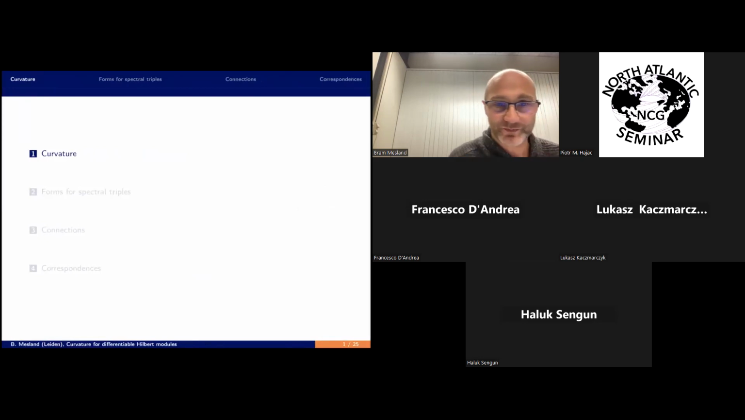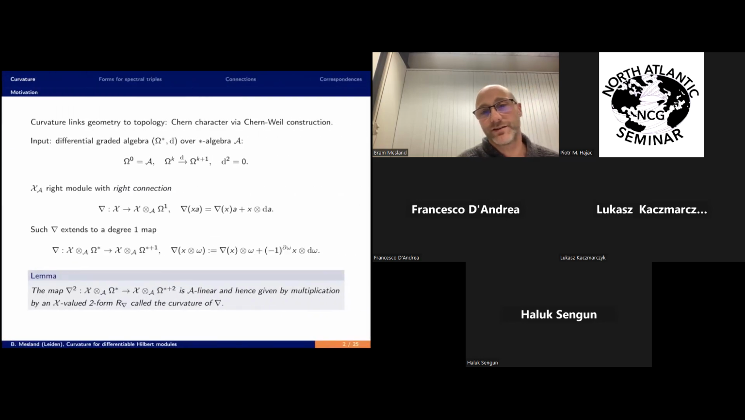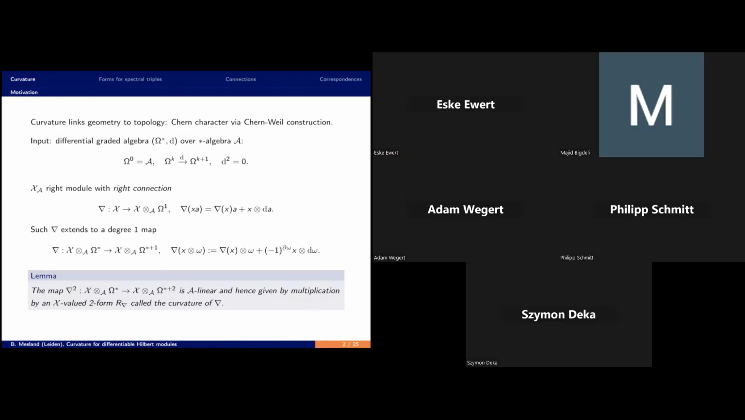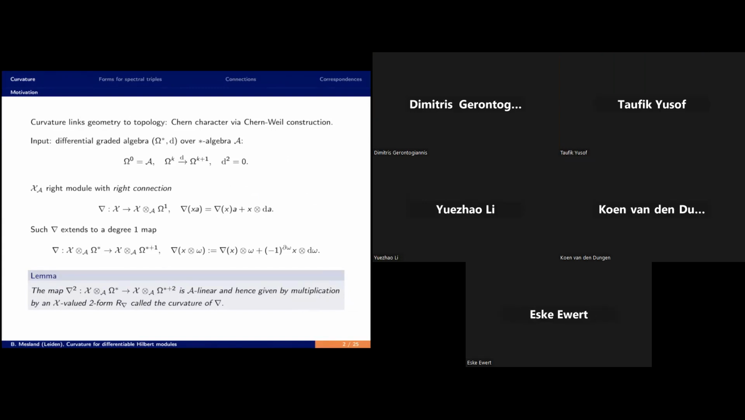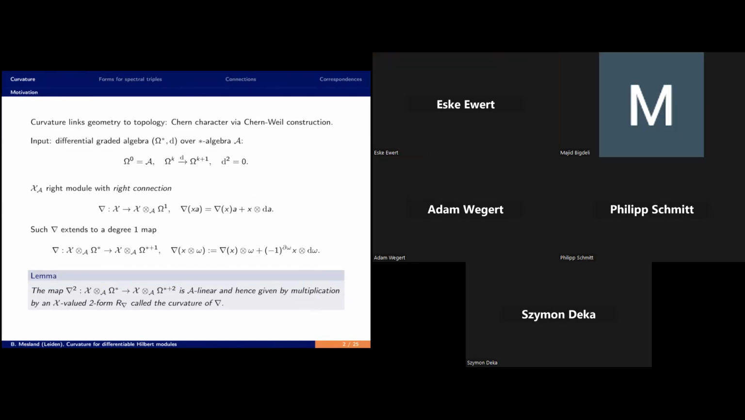Okay, so let me first set the stage a bit for the type of curvature we're going to be discussing in this talk. So curvature, as is known to, I think, many non-commutative geometers, links geometry to topology, and the most poignant setup where this happens is in the Chern character via the Chern-Weil construction. So let me discuss that briefly with you.